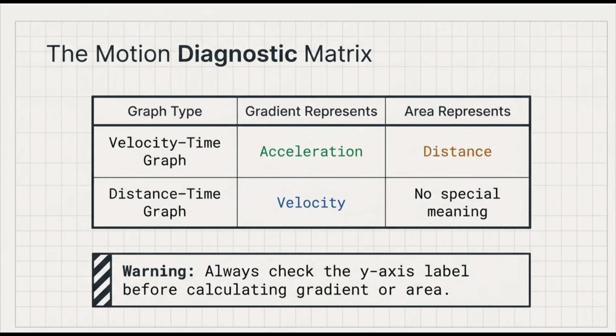So here we can see the summary of what we have learned. For a velocity-time graph, gradient represents acceleration and area represents the distance traveled. For a distance-time graph, gradient represents velocity and area has no physical meaning. This is what you have to remember. Always check the y-axis label before calculating gradient or area. A common examination mistake is confusing this relationship. Therefore, always check the type of graph before calculating gradient or area.